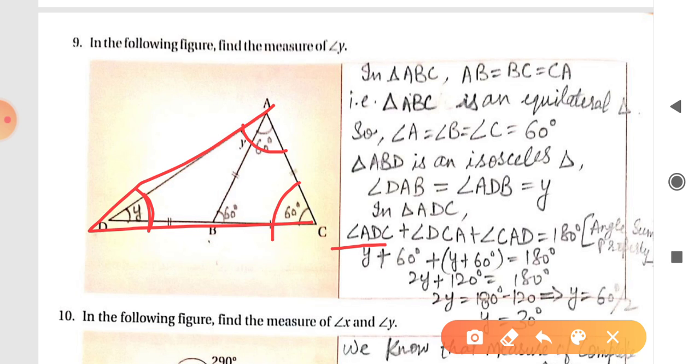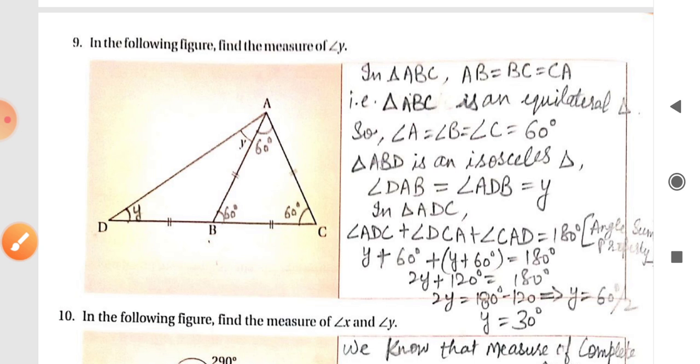Then what is the value of angle ADC? Angle ADC is equal to y. Then write here y, and then angle DCA is equal to 60 degrees. Then next, angle CAD is equal to y plus 60 degrees, because this angle is a combination of two angles, so it is the addition of y and 60. Then it is equal to 180 degrees. Then we will solve this equation, and after solving we get y is equal to 30 degrees. So the value of y is 30 degrees.